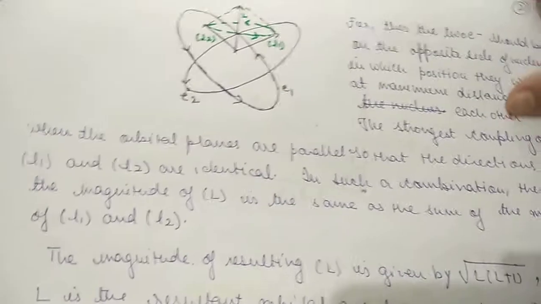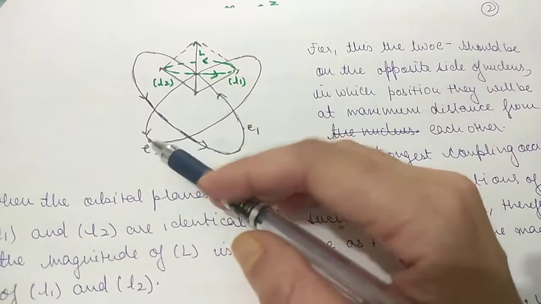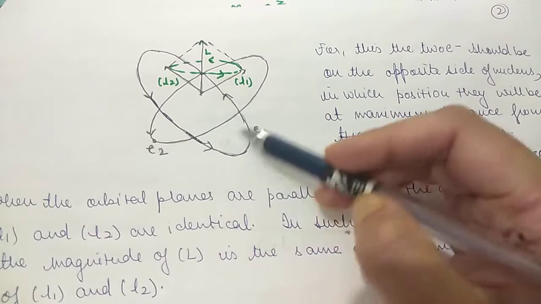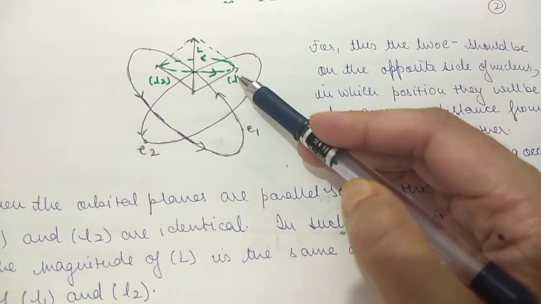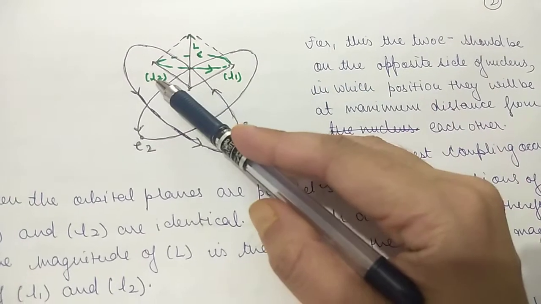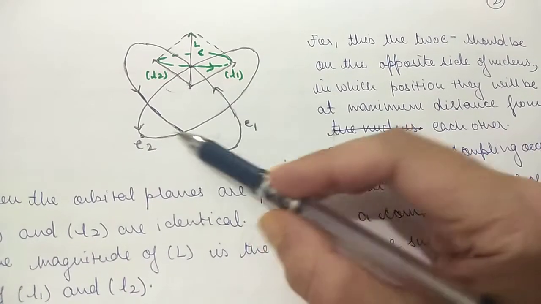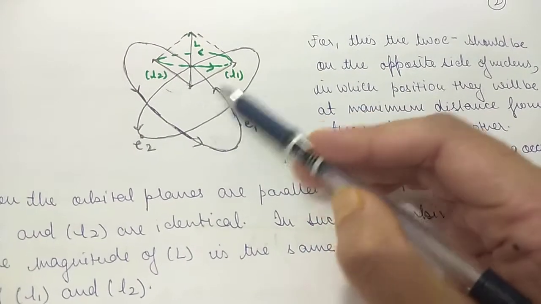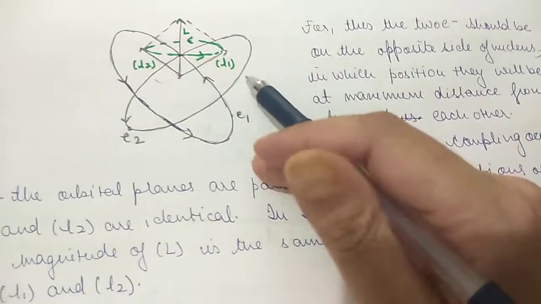In this way, this is the electron E1 in its orbit, and this is the E2 electron in its orbit, and they are moving like this. And this is L1, the orbital angular momentum vector, and in this direction is L2, the orbital angular momentum for electron E2, and the resultant vector is L in this direction. When they precess like this, they have minimum repulsions.